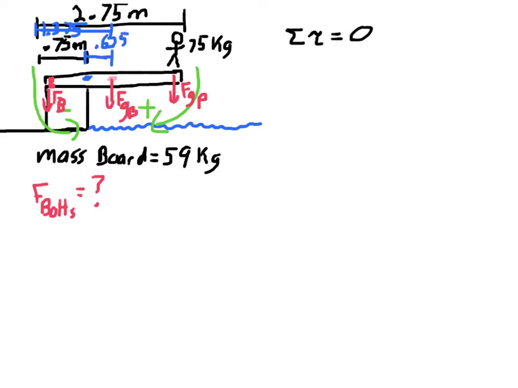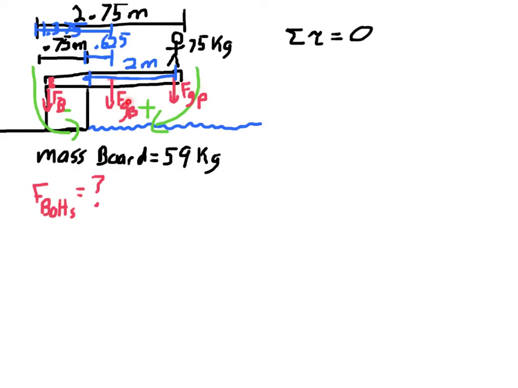0.625. Okay. I also need to know the distance from the pivot point out to the person, or the force of gravity of the person. If the entire board is 2.75 and this part is 0.75, that leaves this length out to the person to be 2 meters.